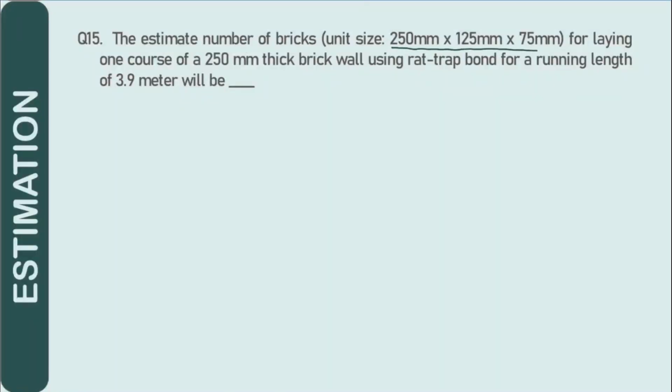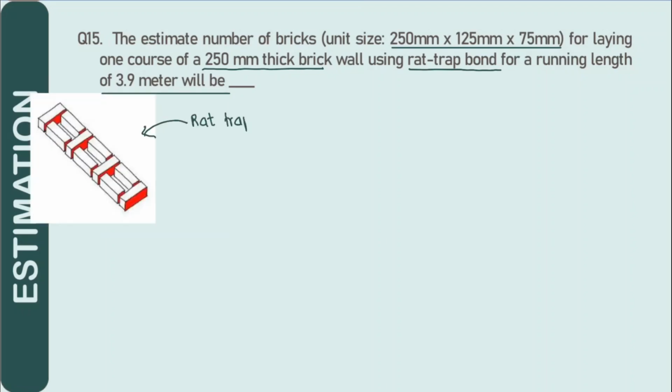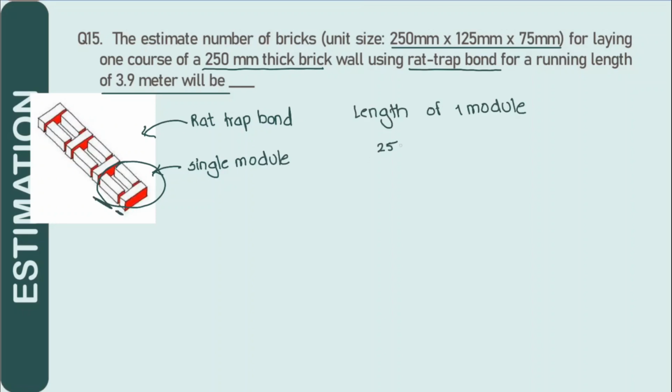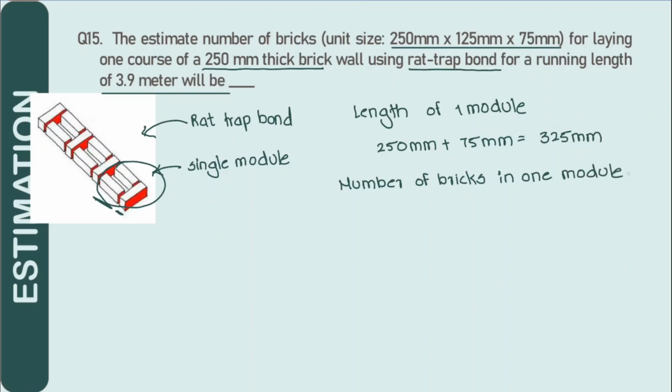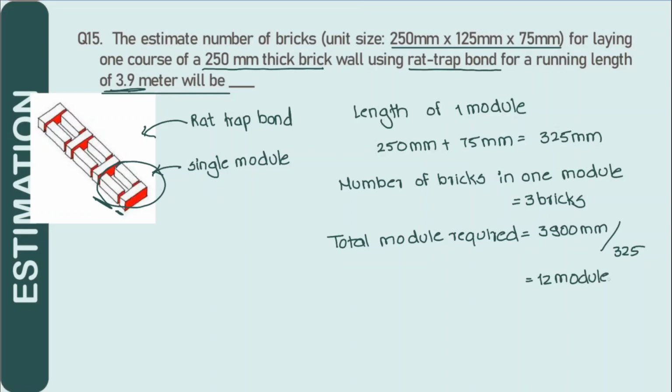Estimate the number of bricks for laying one course of 250 mm thick brick wall using rat trap bond for a length of 3.9 meters. So this is the rat trap bond. If we consider this as one module, then the length of the module will be 250 plus 75, that is 325 mm. Number of bricks in one module is 3. So the total modules required for 3.9 meters will be 3900 divided by 325, which is equal to 12 modules. Total number of bricks will be 12 into 3, that is 36 bricks.